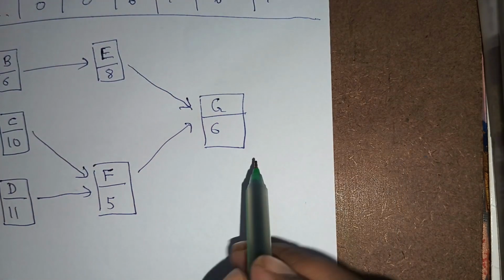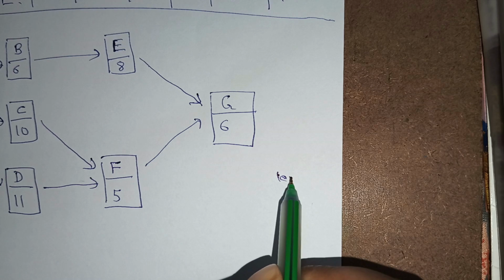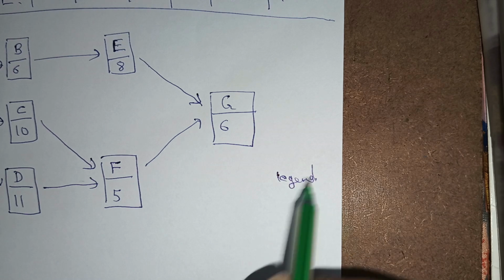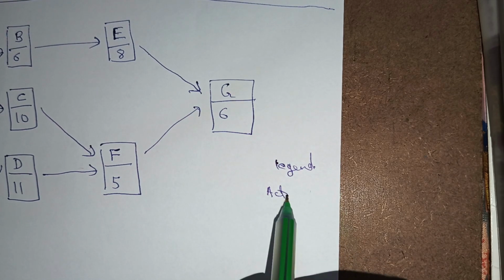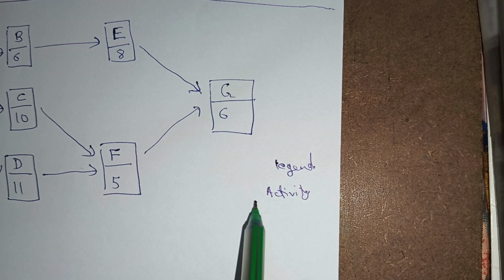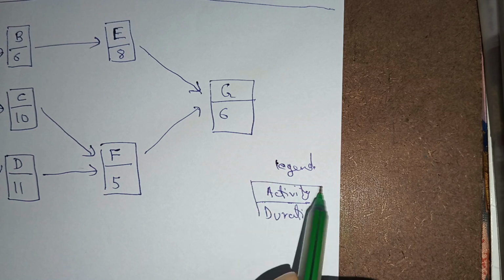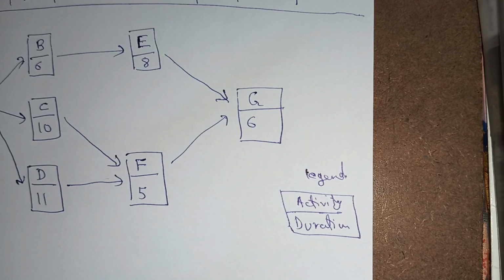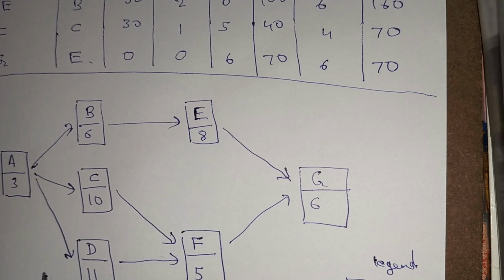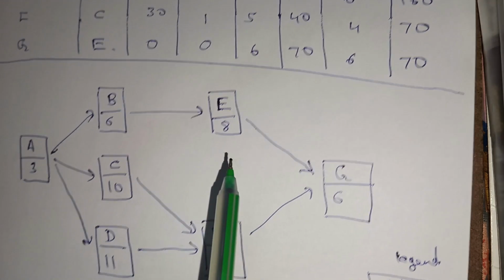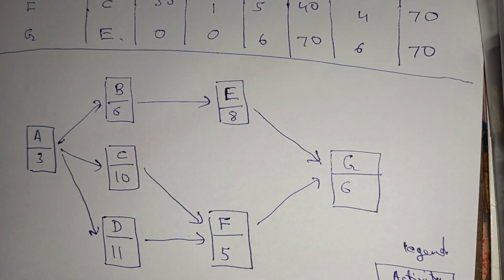Fine. So here, what is the legend? First we have the activity, then we have the duration. Okay, and what is the time required to complete this entire project, which is the longest path?